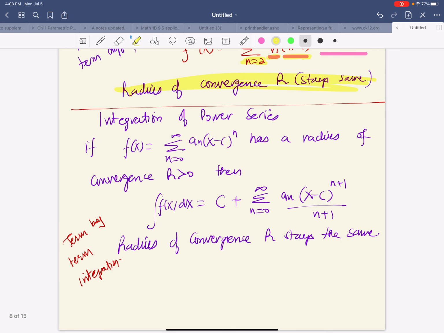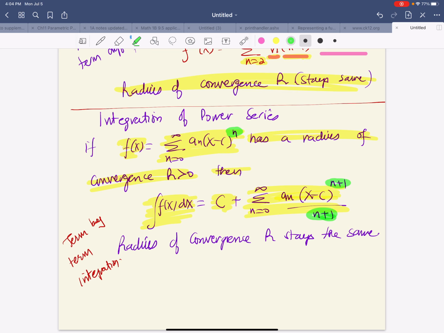Integration of power series. If f of x is equal to the summation n equals 0 to infinity of a n times (x minus c) to the power n has a radius of convergence r greater than 0, we can go ahead and do the integral of f of x dx, which is going to be a constant c plus the summation n equals 0 to infinity of a n. We add 1 to the exponent and divide by the new exponent.